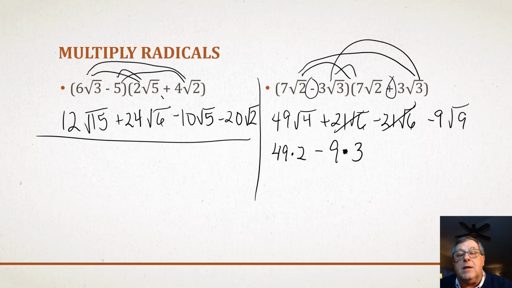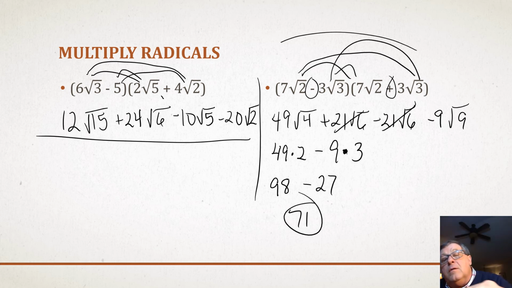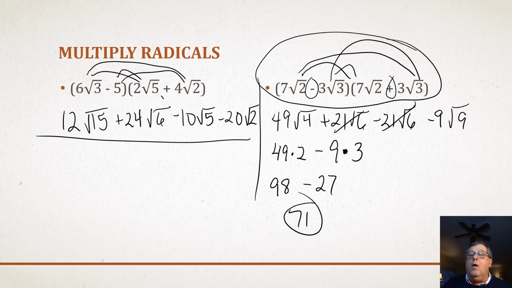Let's see. 49 times 2, that's 98. And negative 9 times 3 is negative 27. And so now we've got 98 minus 27. Well, that's 71. And isn't it interesting how these conjugates right here end up and all our radicals go away. Bye-bye. And we end up with 71.